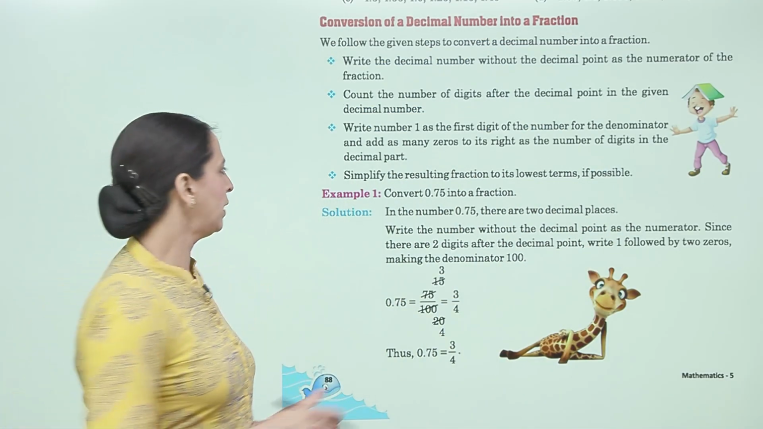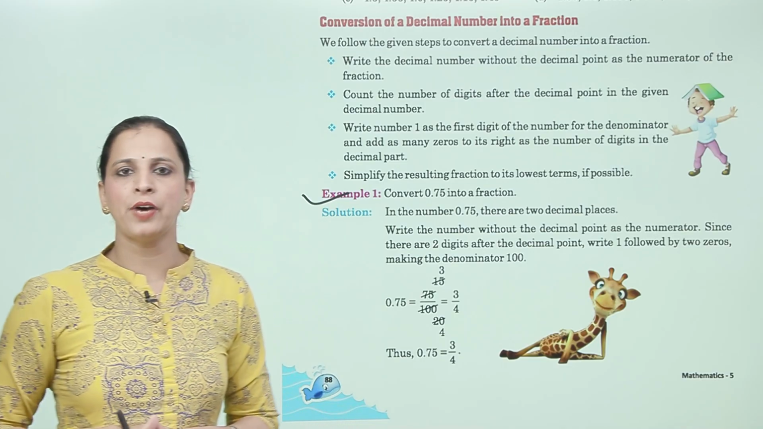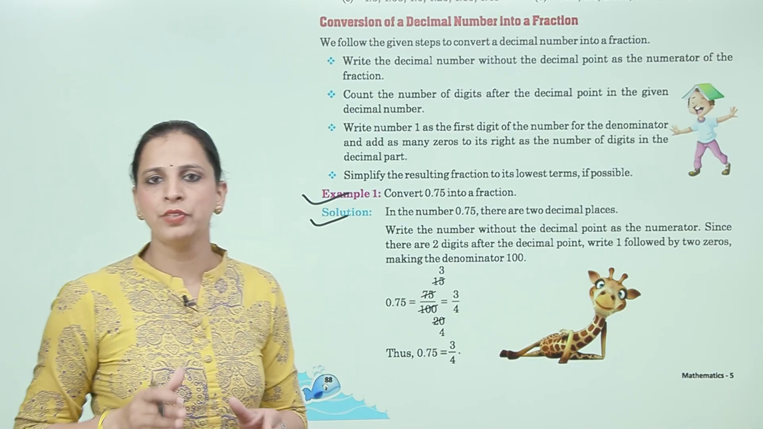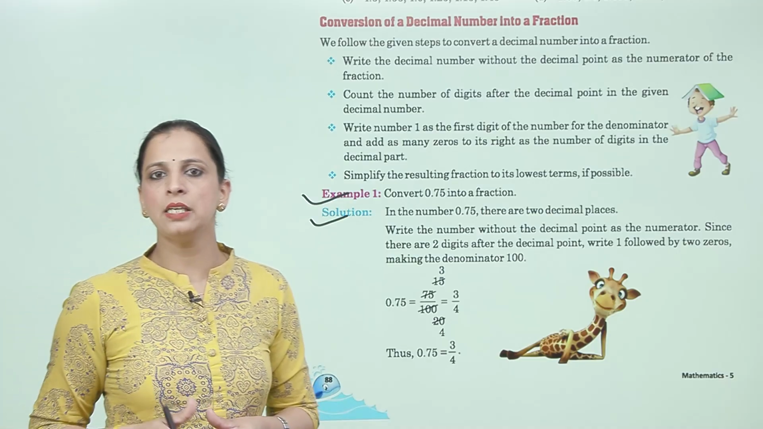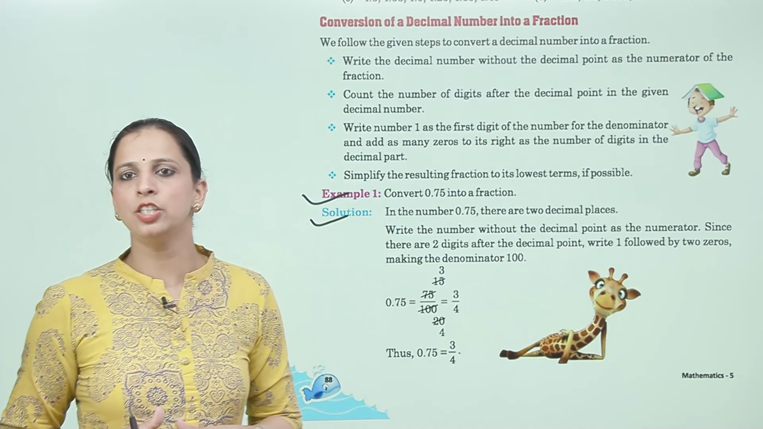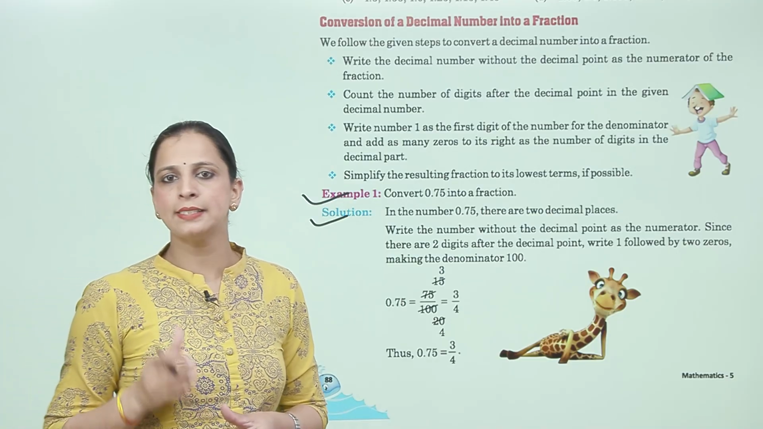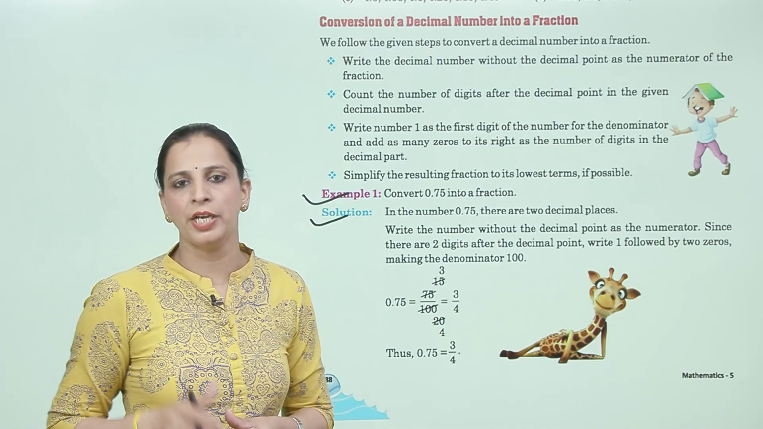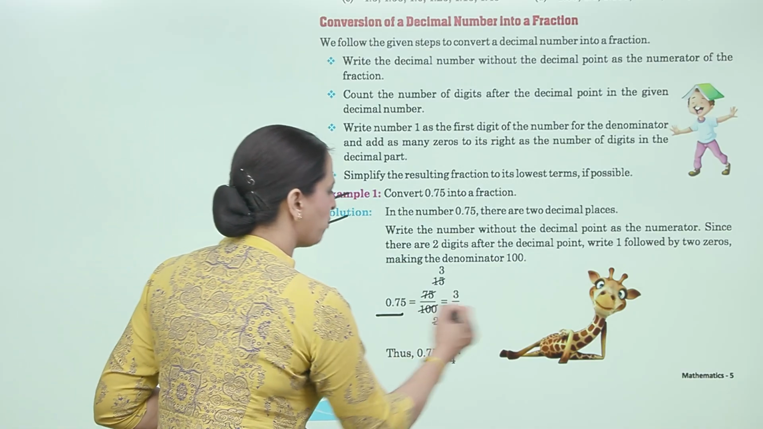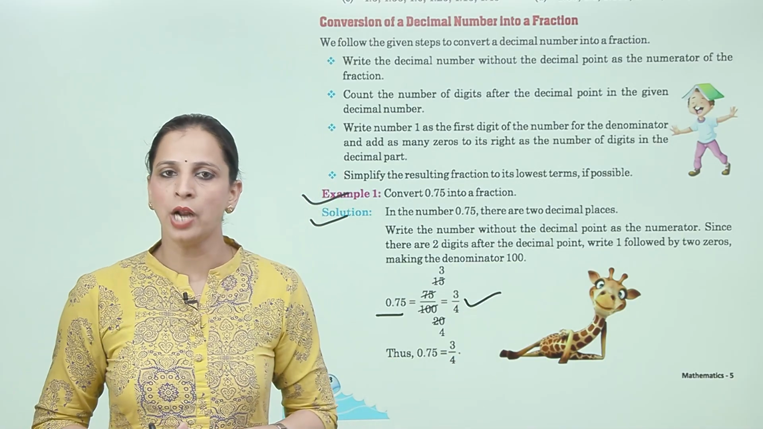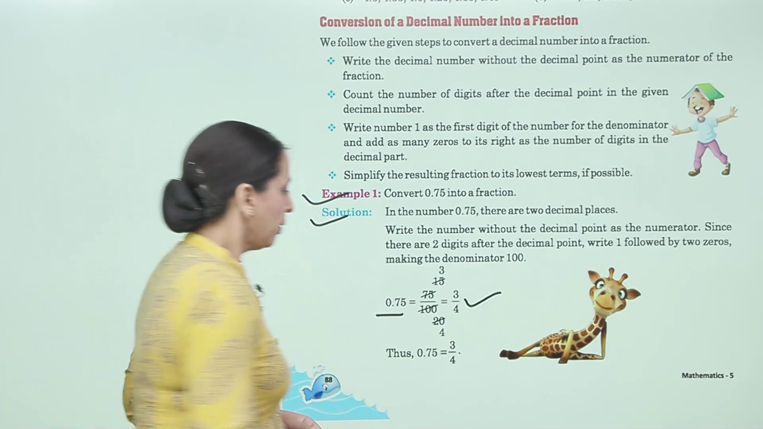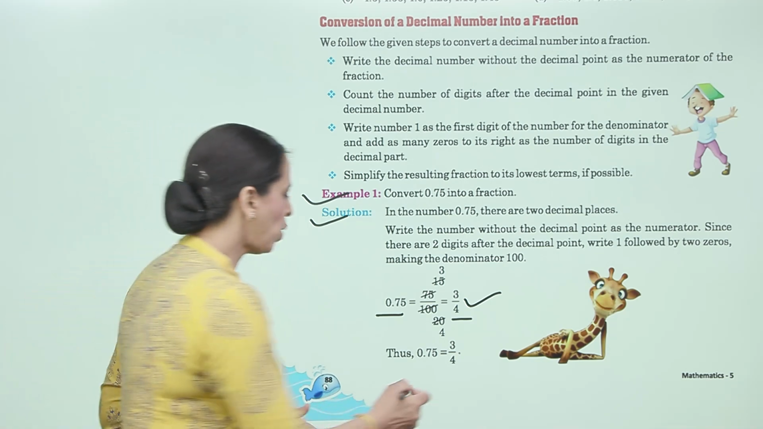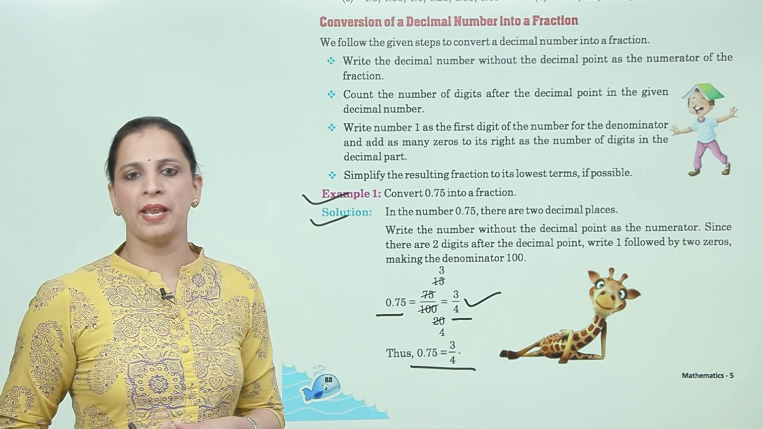Now, example 1. Convert 0.75 into a fraction. Now solution. In the number 0.75 there are two decimal places. Write the number without the decimal point as the numerator. Since there are two digits after the decimal point, write 1 followed by 2 zeros, making the denominator 100. So 0.75 becomes 75 upon 100. Now convert it into simplest form. It becomes 3 by 4. Thus 0.75 becomes 3 by 4.